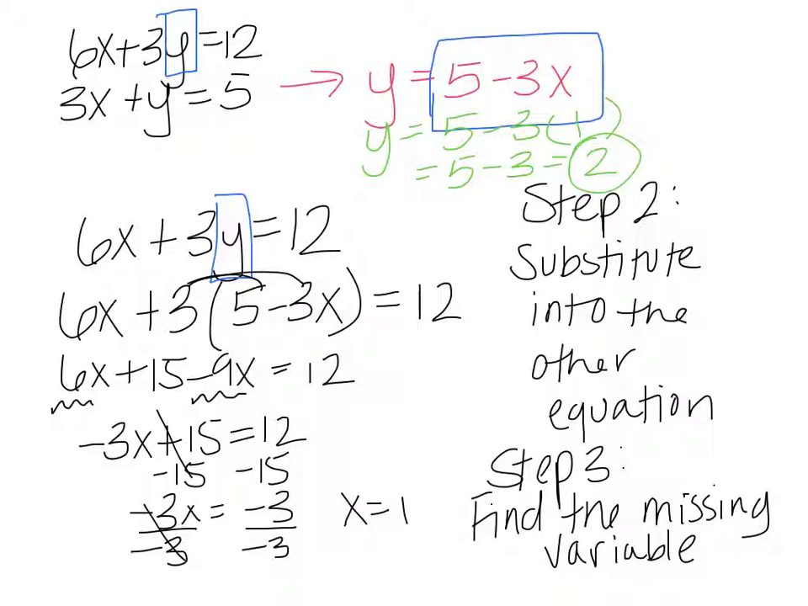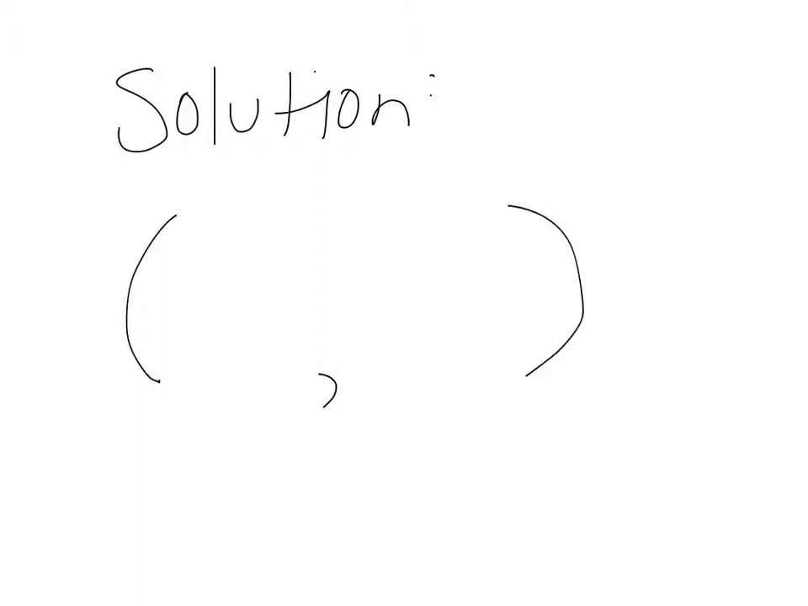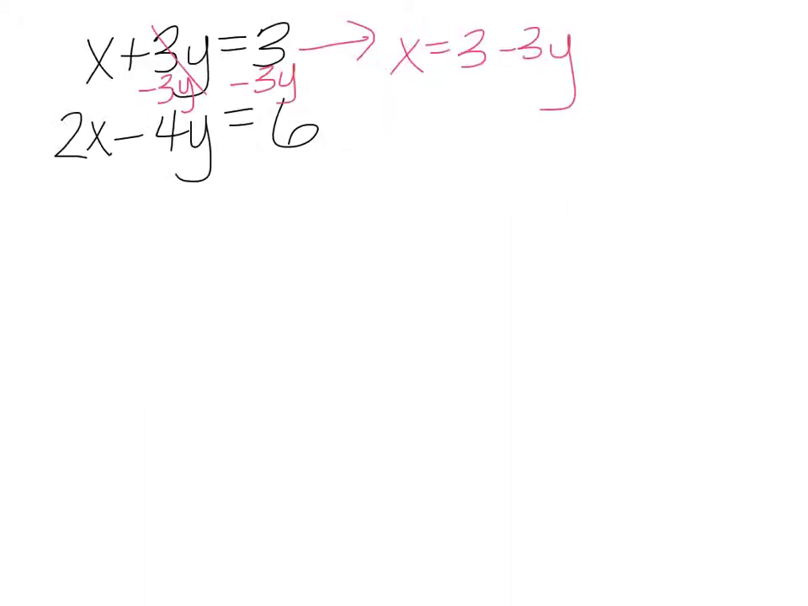Okay, so our solution, we found what x is, we found what y is. There is a way that I want you to write your solution. I'll go back in just a second if you need it. Your solution is always going to be written as an ordered pair, like when you're plotting points on a graph. An ordered pair, x goes first and y goes second. So what was x? What was y? That's our solution. 1, 2. There we go.